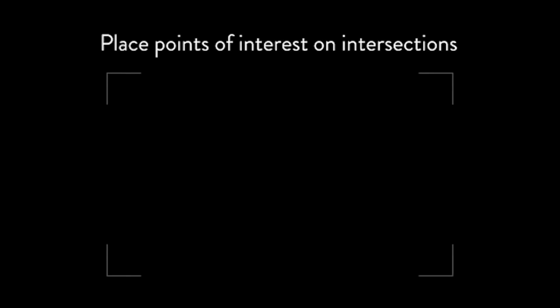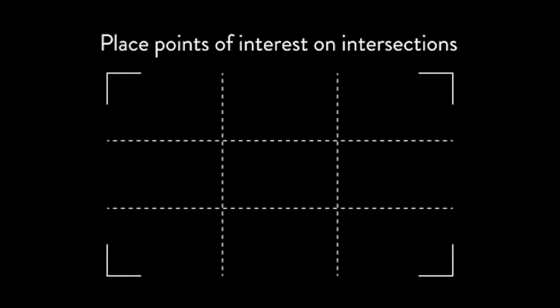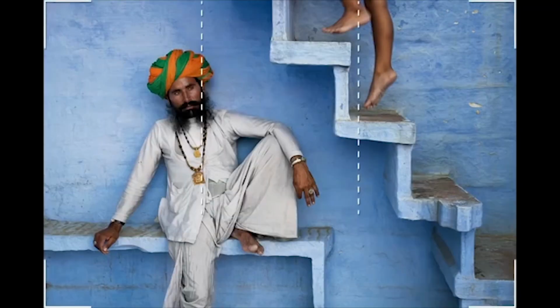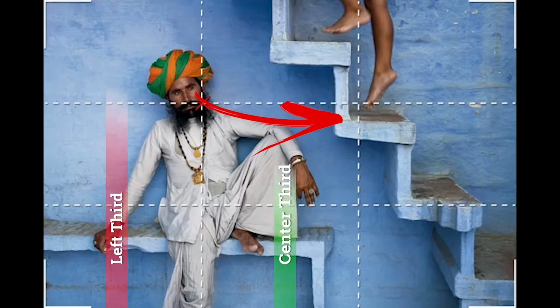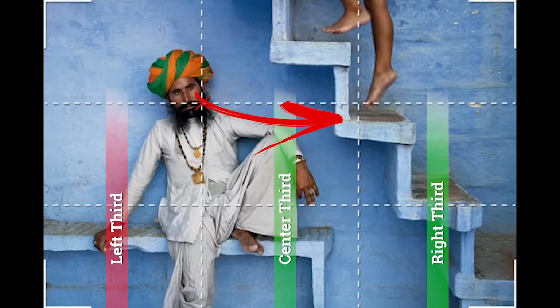So first we have rule of thirds. That's using the grid to place points of interest along the intersections of where those lines cross. And here, this gentleman, you can see his face is right there where those lines cross, but he's also looking in this direction. So we have a left third, a middle third, and a right third. And we've created what's called looking space.